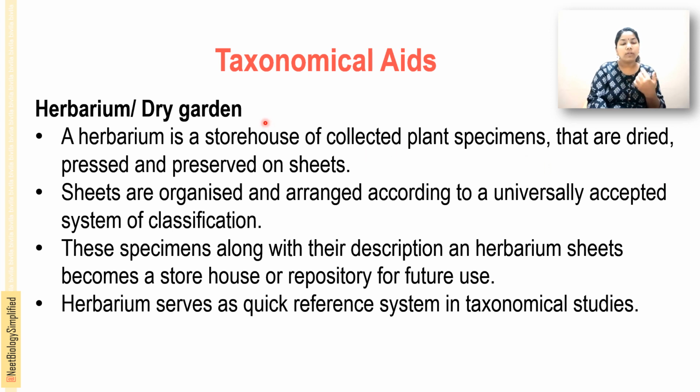What is meant by herbarium or the dry garden? The name itself is dry garden. A herbarium is a storehouse of collected plant specimens that are dried, pressed, and preserved on sheets. We collect different real plant specimens from the fields, dry them and press them, and preserve them on sheets. And these sheets are organized and arranged according to a universally accepted system of classification.